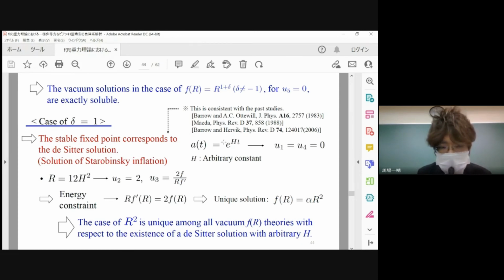The point of our work is to give a systematic way to reproduce R squared gravity in a consistent way compared with the past related works shown here. Also, R is given by this expression. We have these forms. Therefore, from energy constraints, we have a very simple differential equation for F. This equation has a unique solution like R squared. From this analysis, we can see that the case of R squared is unique among all vacuum F of R theories with respect to the existence of the de Sitter solution with arbitrary form of H.